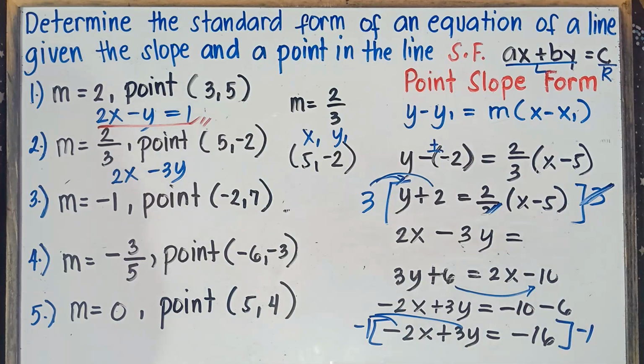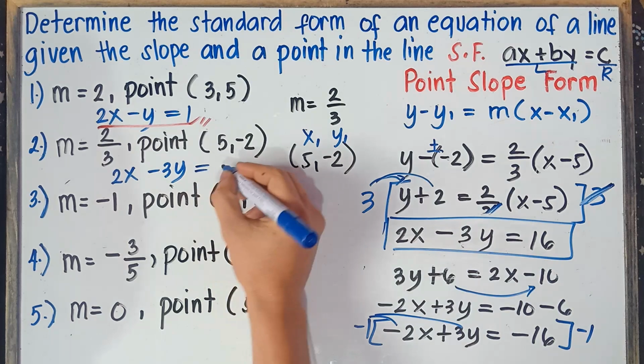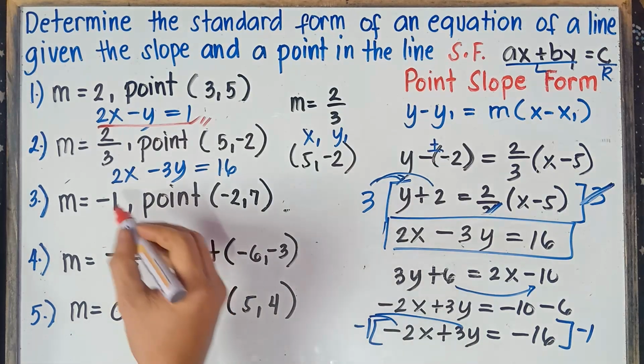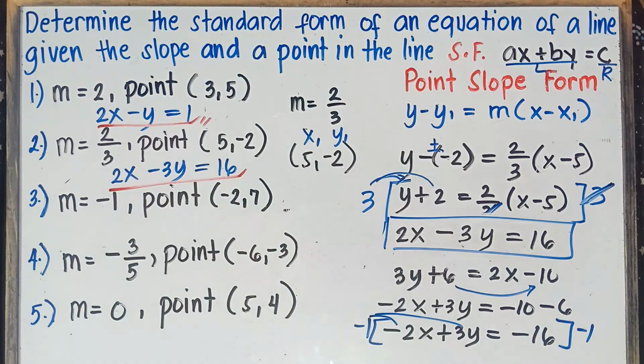Copy equals sign. Negative 1 times negative 16, that would be positive 16. And this will be the answer, class. All set. So the answer, we have 2x minus 3y equals positive 16. So negative 16 times negative 1, that would be positive 16. That's it, class. All set. That's the answer, class, with regards to example number 2.